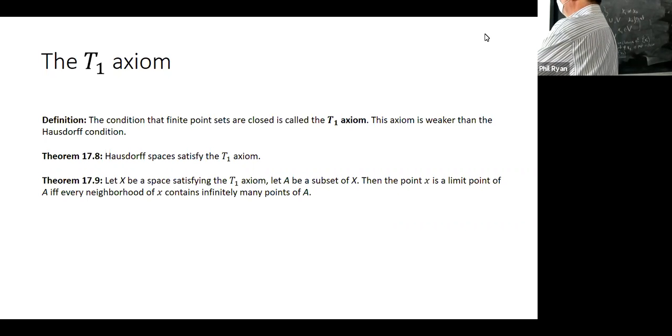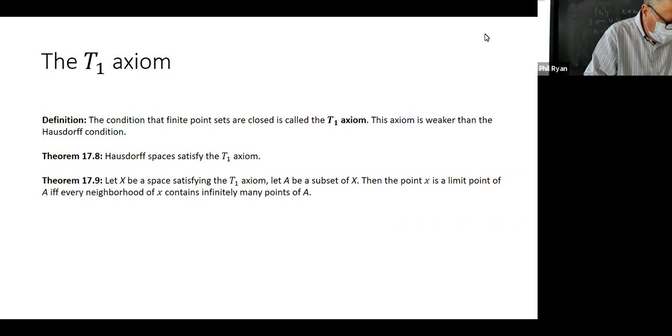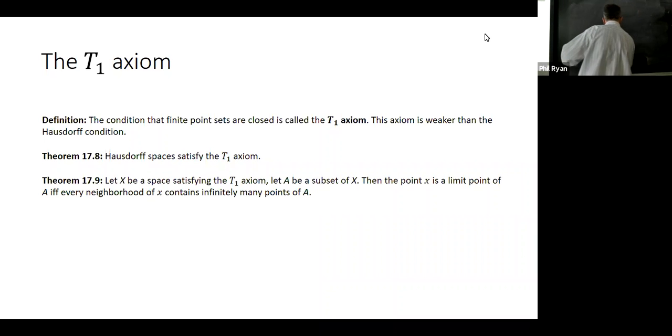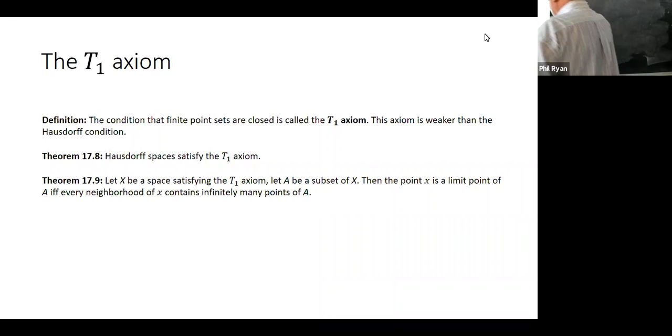So let X be a space satisfying the T1 axiom, and let A be any subset of X. Then the point X is a limit point of A if and only if every neighborhood of X contains infinitely many points of A. Let's go ahead and do that. It's an if and only if statement. Let's do one direction. Let's say every neighborhood of X contains infinitely many points of A.